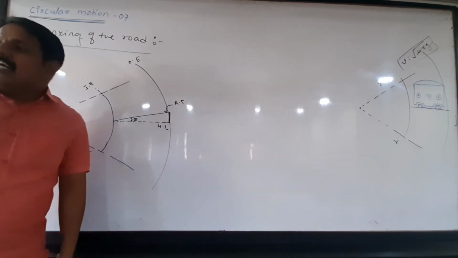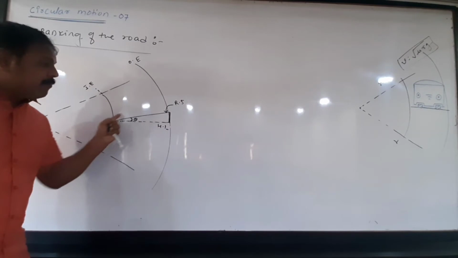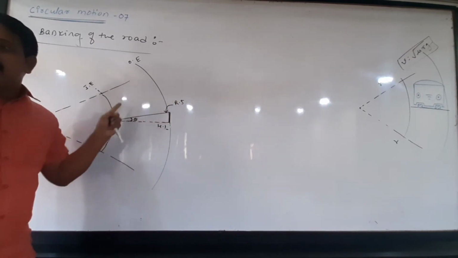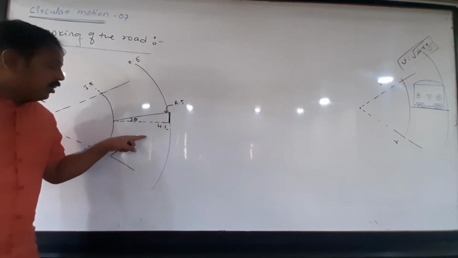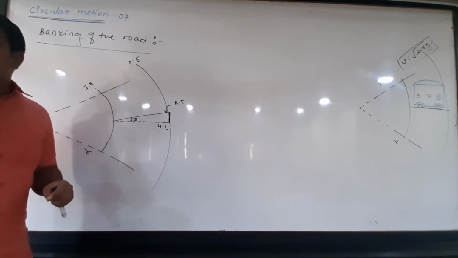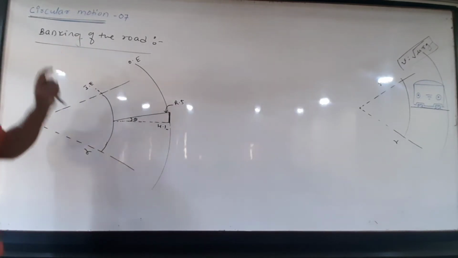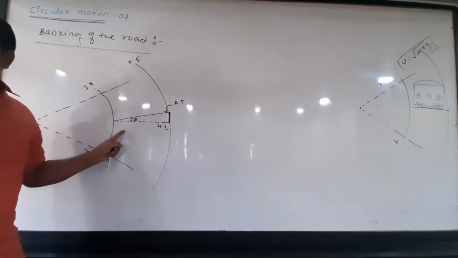This angle is called the angle of banking. What is the angle of banking? Here, the angle made by the banked road surface with the horizontal is called the angle of banking. Now the question arises, what is meant by banking of road? That we have seen. What is the angle of banking? That also we have seen.